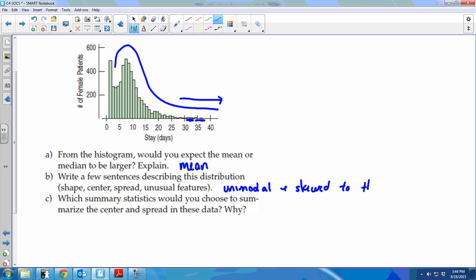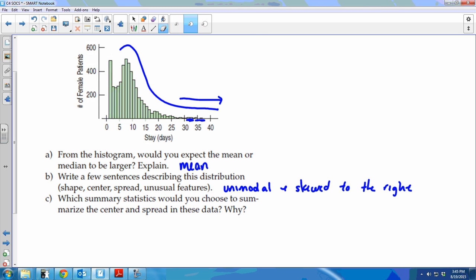Someone asked me in another class if it would be bimodal because of this bar. That's a good question. Remember, a mode is a group of data. In this case, you have one bar by itself. That's not really a group of data. It just so happens that there are a lot of people that have a heart attack that aren't in the hospital very long because they're minor heart attacks. Okay, so that's all those people that were released within about 1 day.